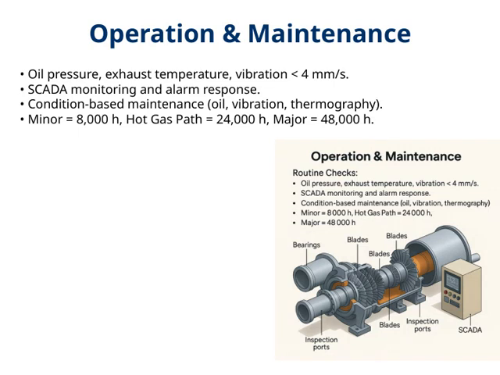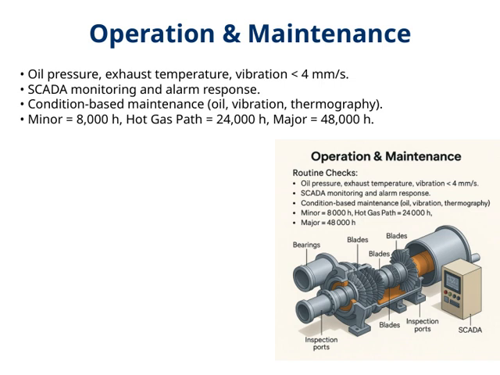First, we closely monitor key parameters like oil pressure, exhaust temperature, and vibration levels, keeping vibration below 4 millimeters per second. This helps us ensure the equipment is running smoothly and efficiently. We also use SCADA systems for real-time monitoring and alarm response, so any issues can be addressed promptly before they escalate. Condition-based maintenance is a critical part of our strategy.